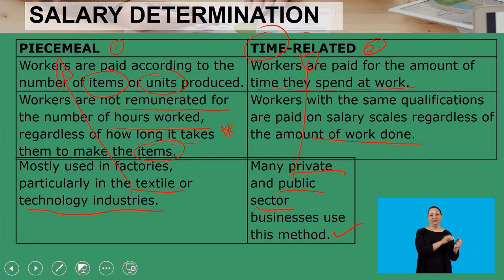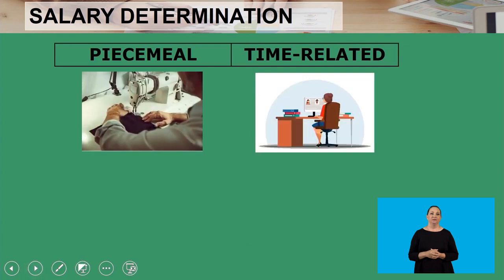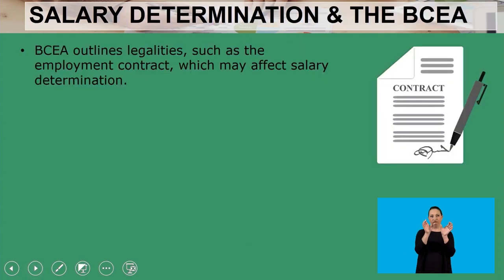Now we move on from salary determination. This is just a picture of the salary determination methods. There are only 2. Now, there's a link between salary determination and the BCEA. What is the BCEA? The Basic Conditions of Employment Act. That is the legislation. So what is the link? Remember, as the employer, you are guided by the BCEA with regards to how much you're supposed to pay in salaries. The BCEA speaks about the contract, and in that contract the salary needs to be stated clearly: how much are you going to pay the employees?